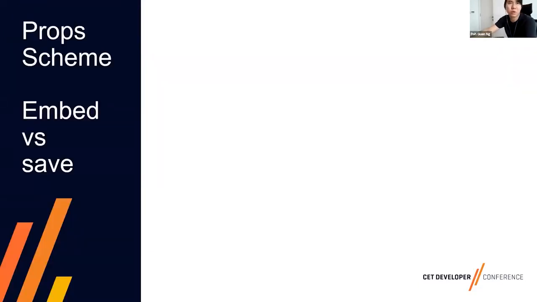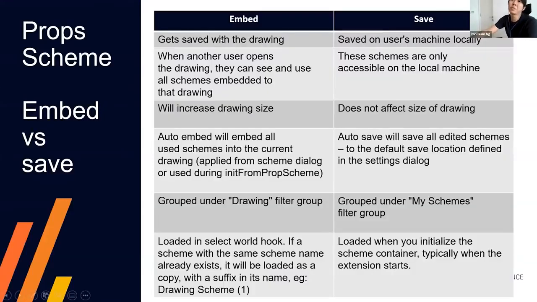I just want to talk a little bit about embedding versus saving, since sometimes there is some confusion. What is embedding, what is saving, is embedding saving? So here I have a table that lists out all the differences. But of course, the main difference is that embedding a scheme means that you're saving it with the drawing. If you're saving a scheme, you're saving it as a file on your machine locally.